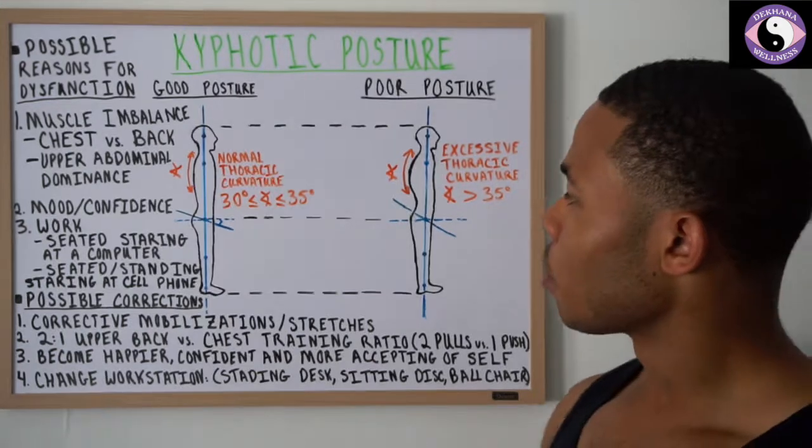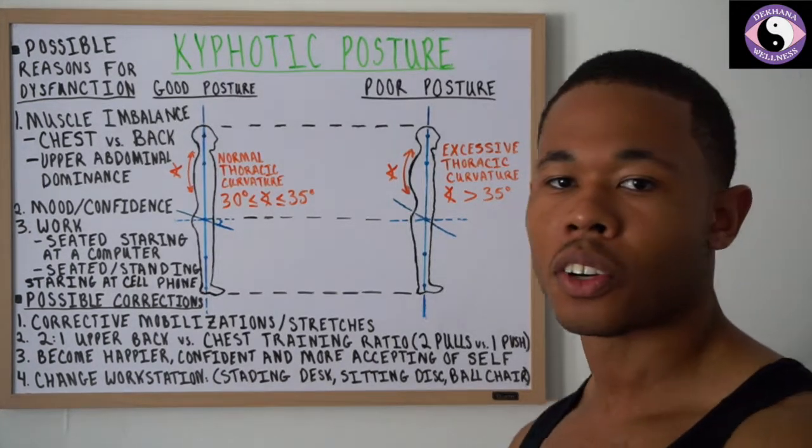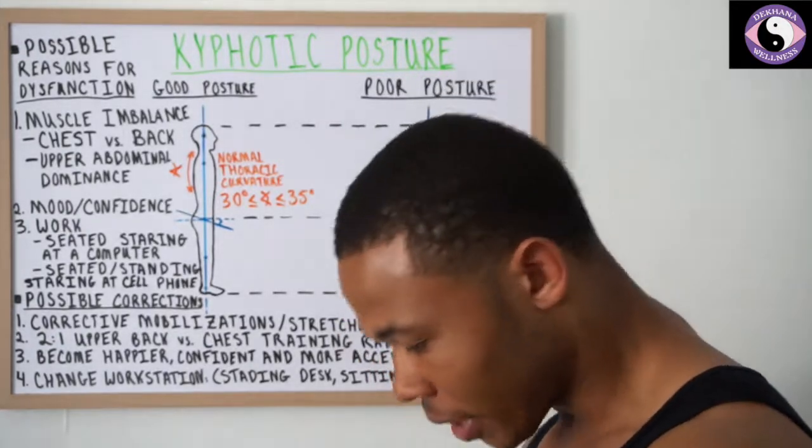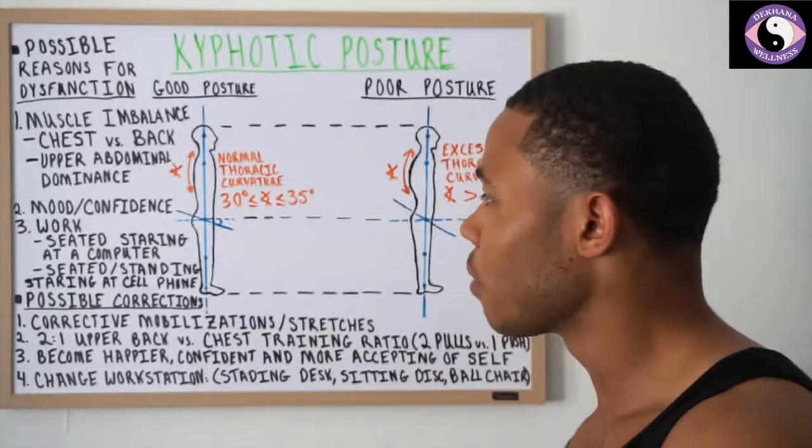Okay? Two could be mood or confidence. So if someone's depressed, they're going to be standing like this, they're going to be shy, they might have their head down. So that's another aspect.